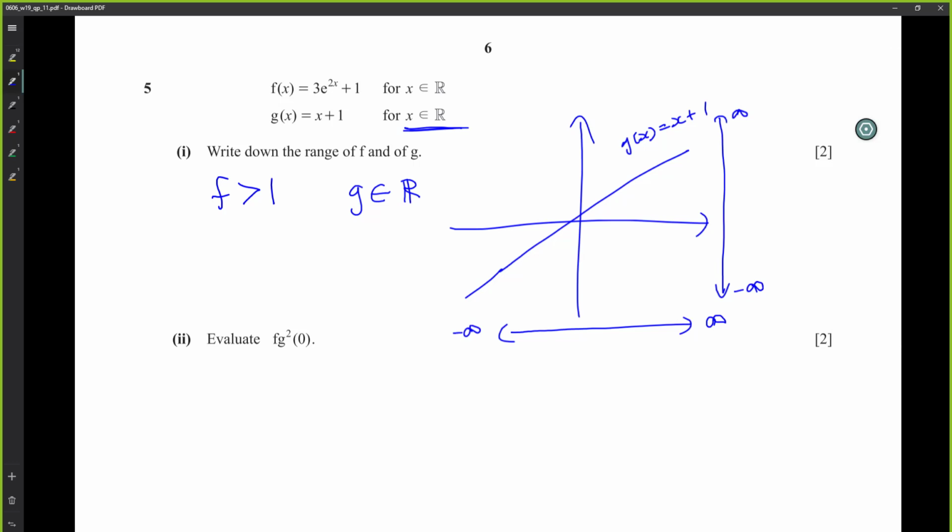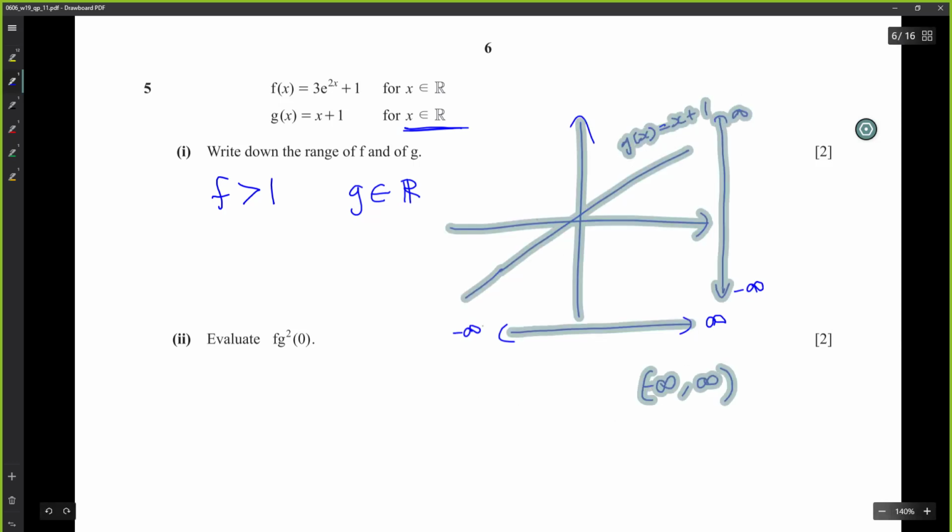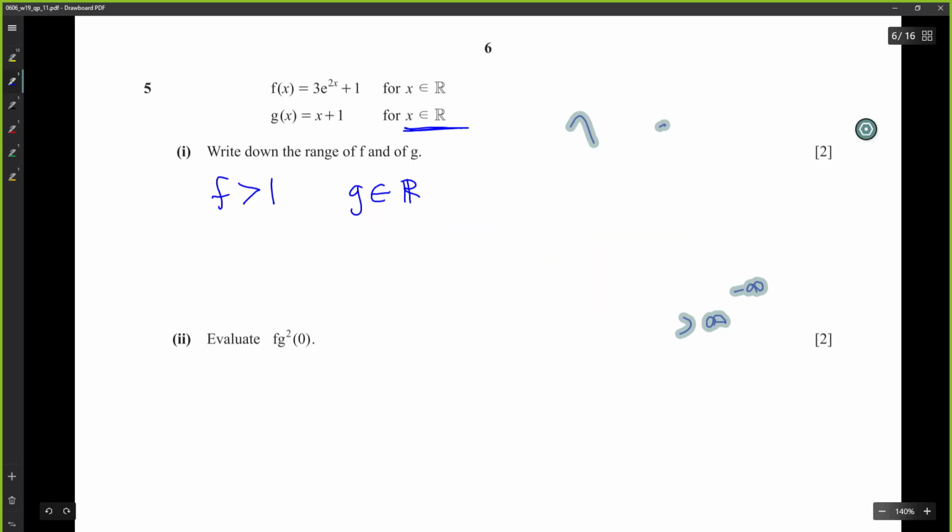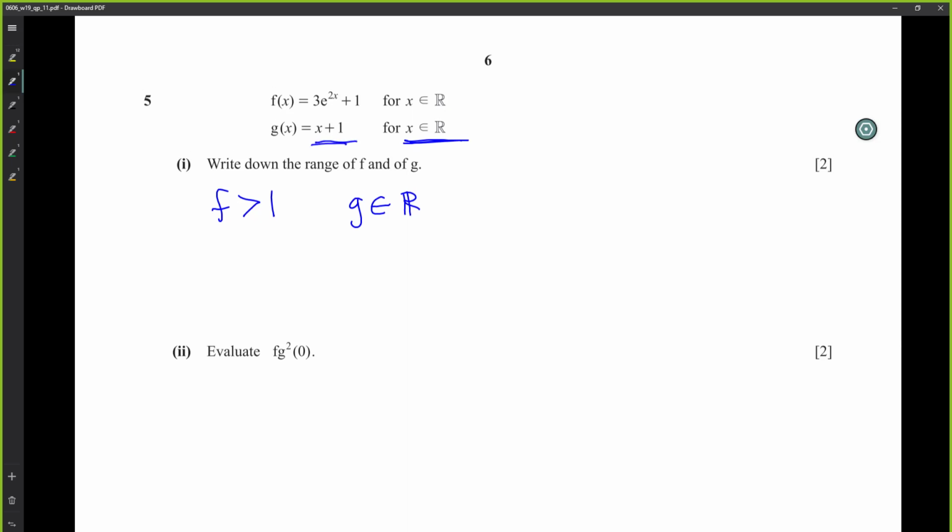Okay, this is just how IGCSE defines infinity. When you go to A level, you will learn something like negative infinity to positive infinity. But in IGCSE, they just use "element of real numbers" to define the infinity. For this question, if you see a straight line, definitely you will go from negative infinity to positive infinity for range and domain.